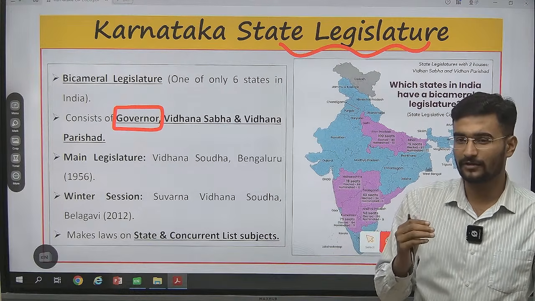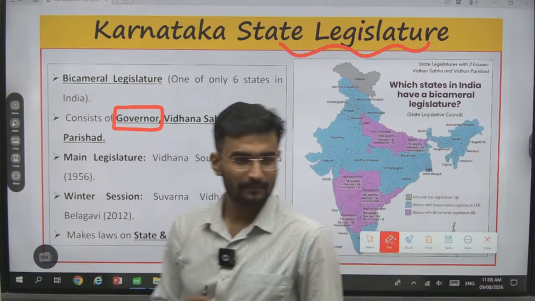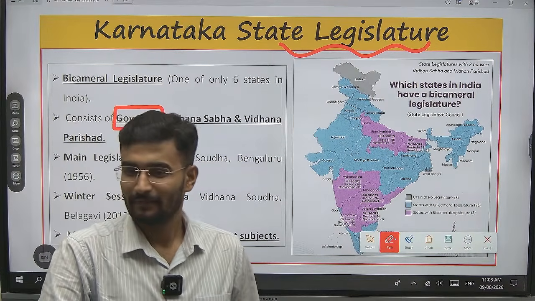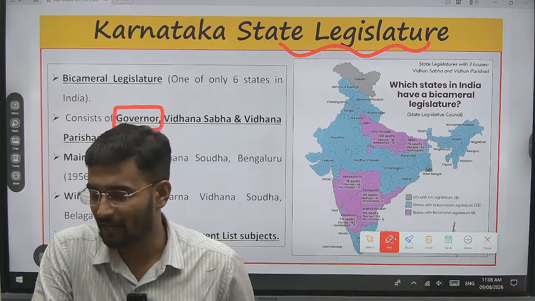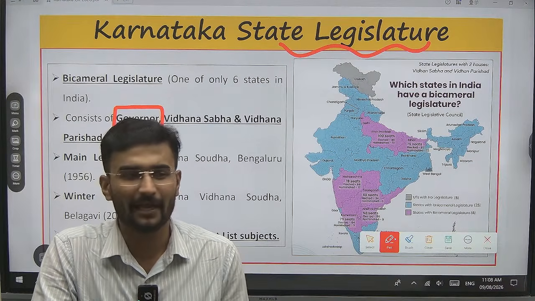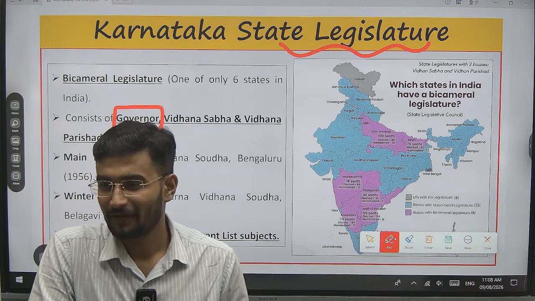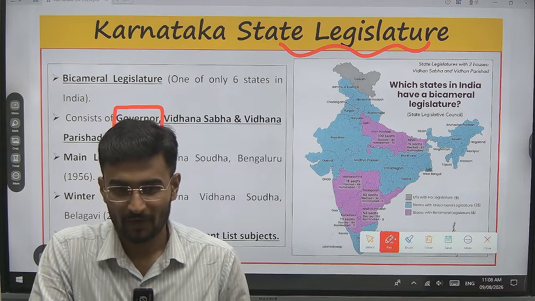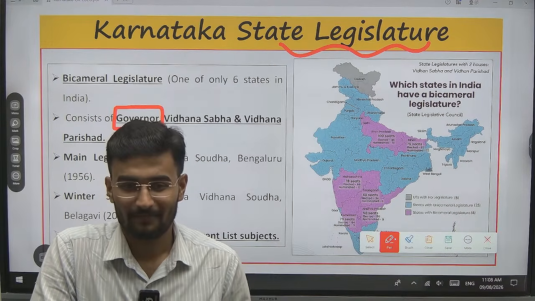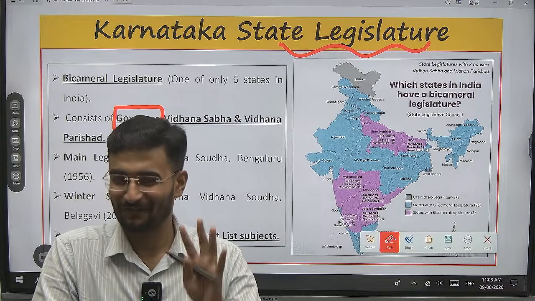The question here is, now can we extend the tenure of governor? Till when? It can be extended as long as needed. But normally, do we have any fixed tenure for the governor? Fixed tenure. There are 2 concepts you need to know here. What's the tenure of governor? 5 years.